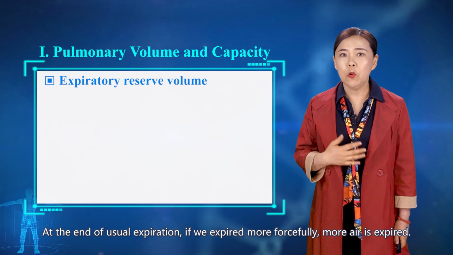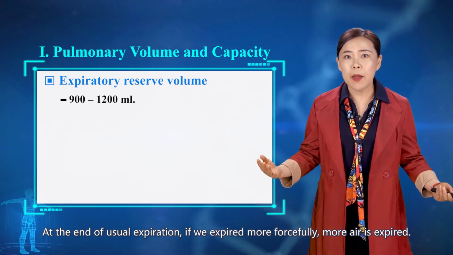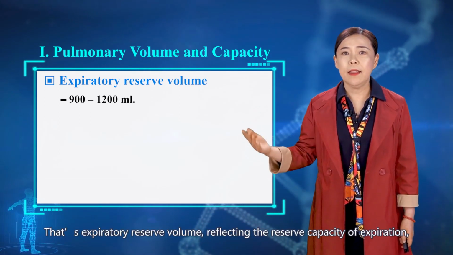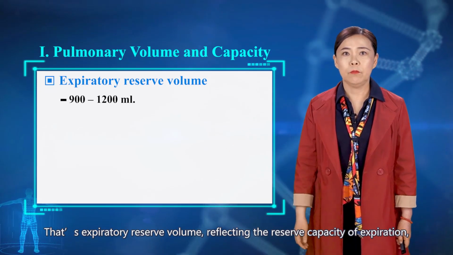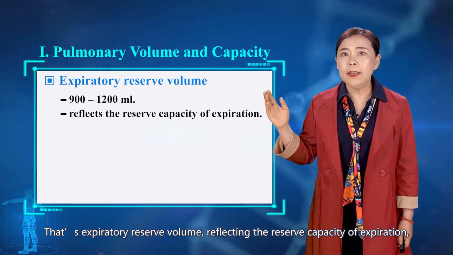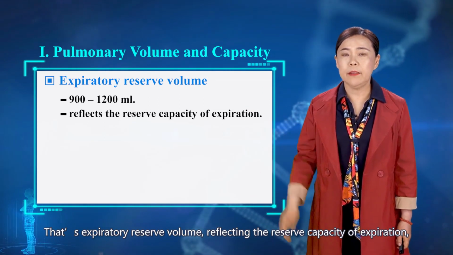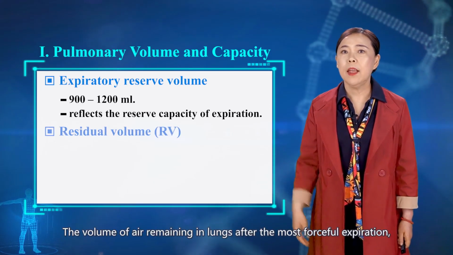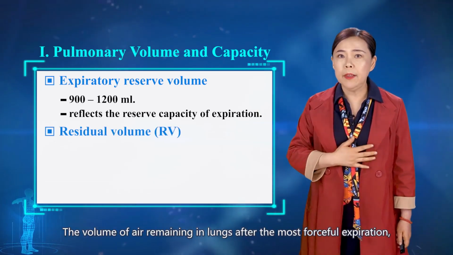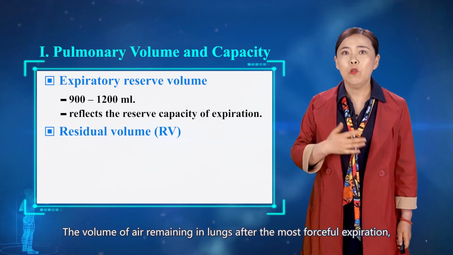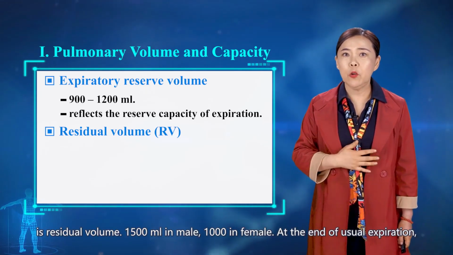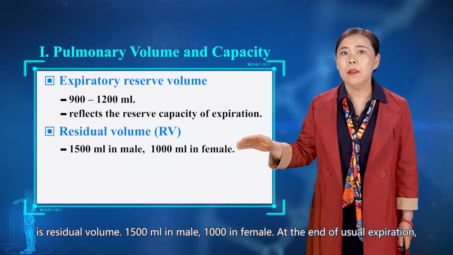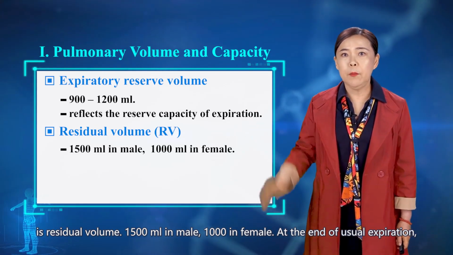At the end of usual expiration, if we expired more forcefully, more air is expired. That's expiratory reserve volume, reflecting the reserve capacity of expiration, about 2 times of tidal volume. The volume of air remaining in lungs after the normal forceful expiration is residual volume, 1,500 milliliters in male and 1,000 in female.